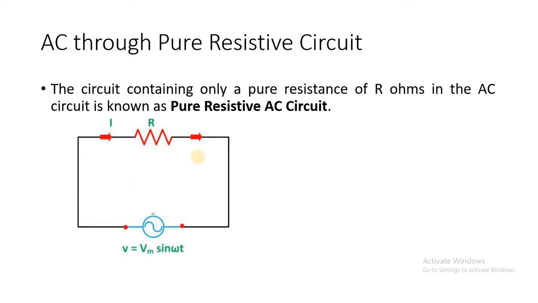What is pure resistive circuit? The circuit containing only a pure resistance of R ohm in the AC circuit is known as pure resistive AC circuit. So the figure in which the circuit has been shown, this circuit is having the single phase AC supply voltage. This is AC supply voltage, which is shown by the sinusoidal notation. So this sinusoidal symbol is giving you the information that it is AC supply. It is single phase AC supply.